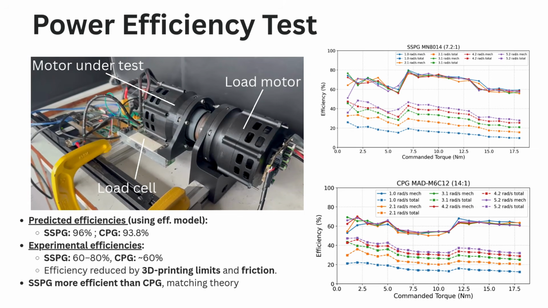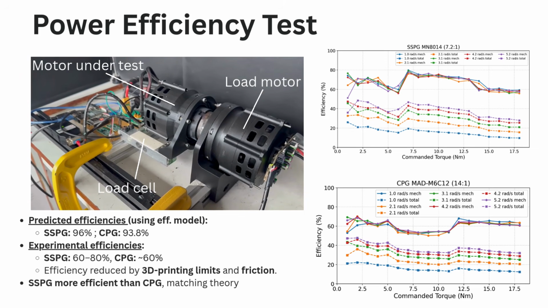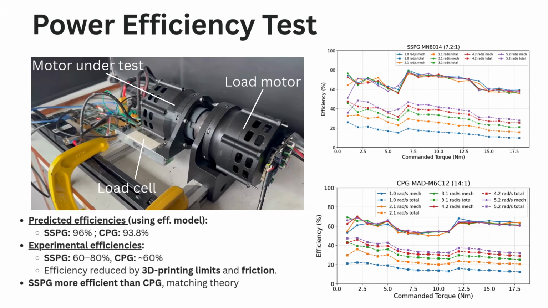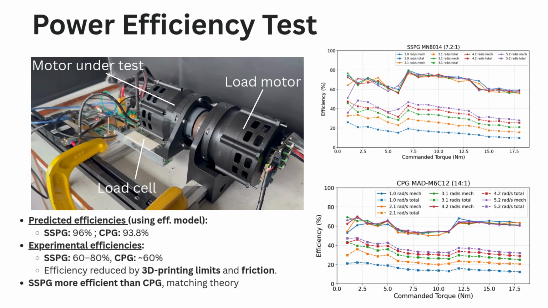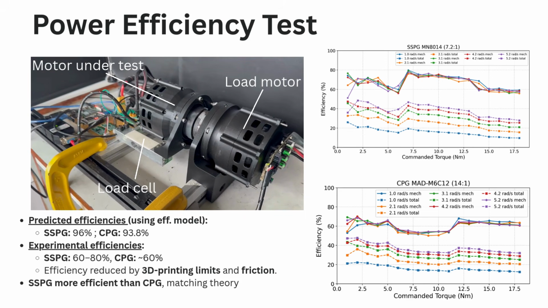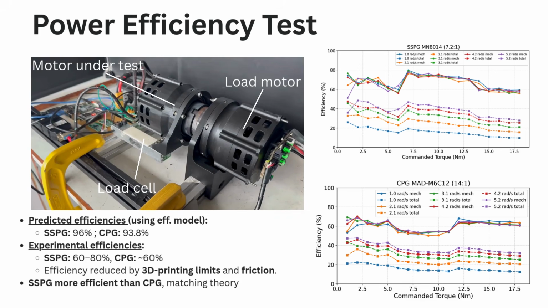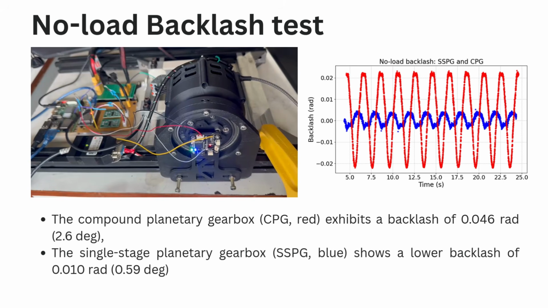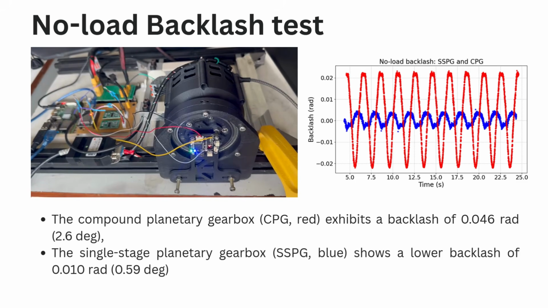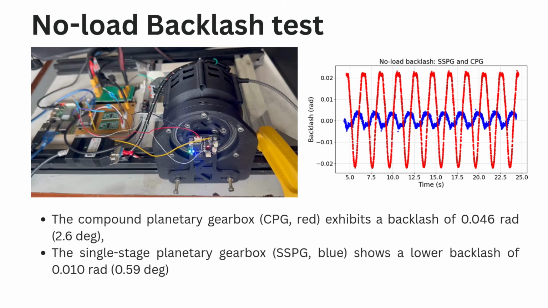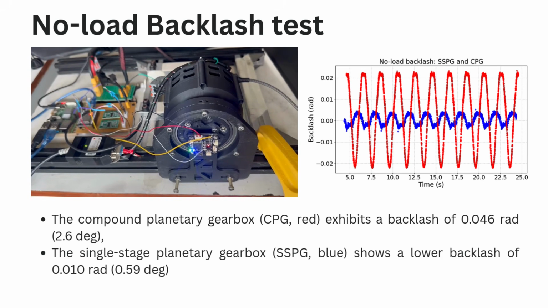The predicted efficiencies are 96% for SSPG and 93.8% for CPG, while the experimental efficiencies are lower, 60 to 80% for SSPG and 60% for CPG, mainly due to 3D printing limitations and friction. Still, SSPG shows higher efficiency than CPG, consistent with theory. Results of the no-load backlash test: the CPG shows about 2.6 degrees of backlash, while the SSPG shows a much lower backlash of about 0.59 degrees.